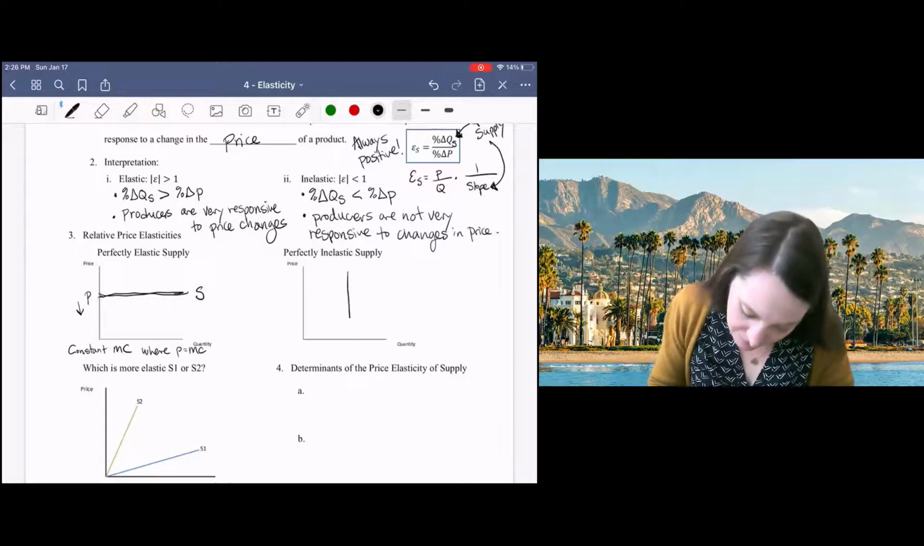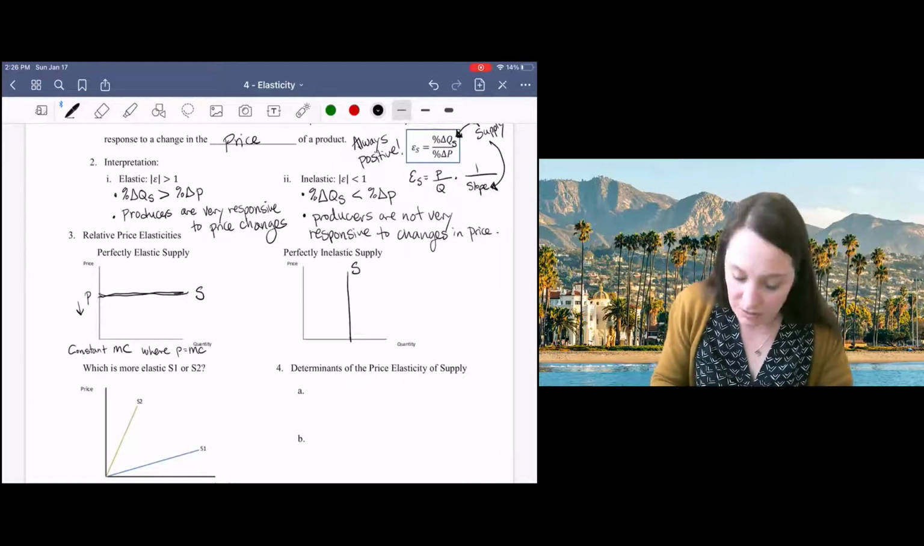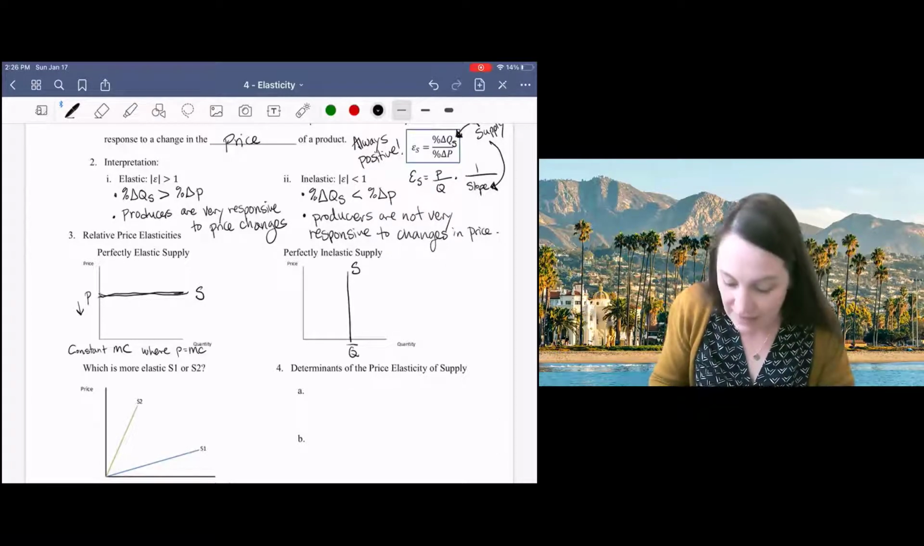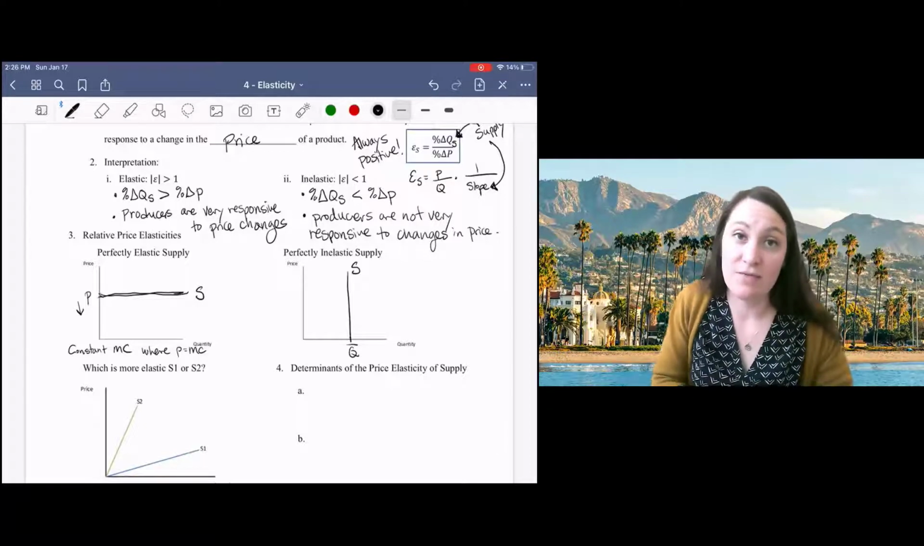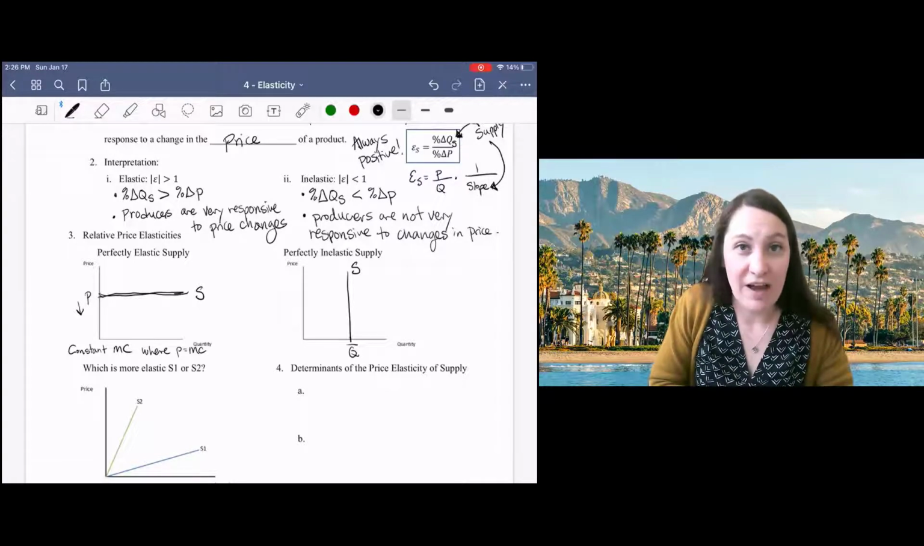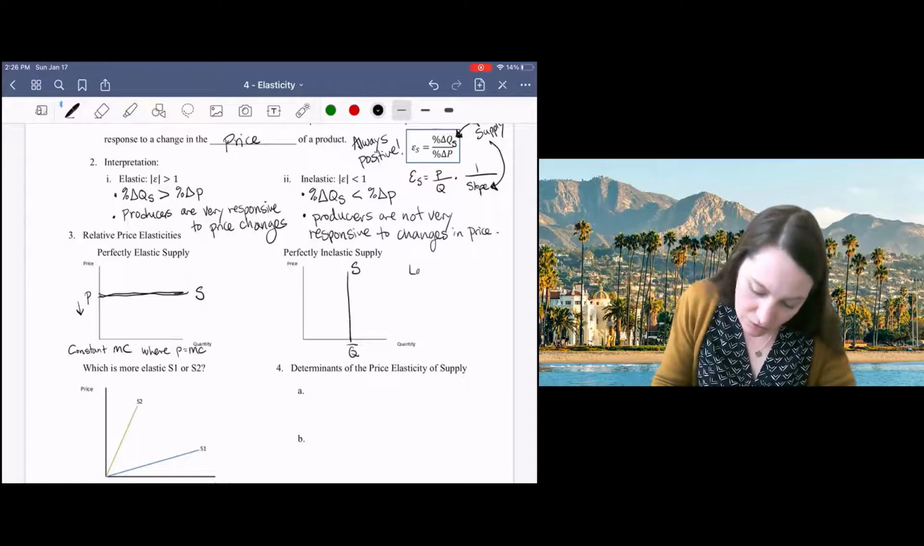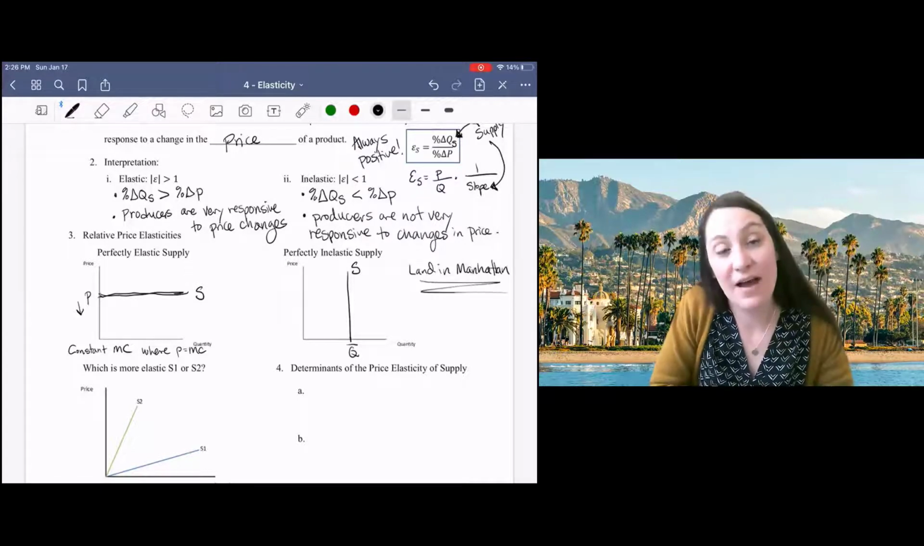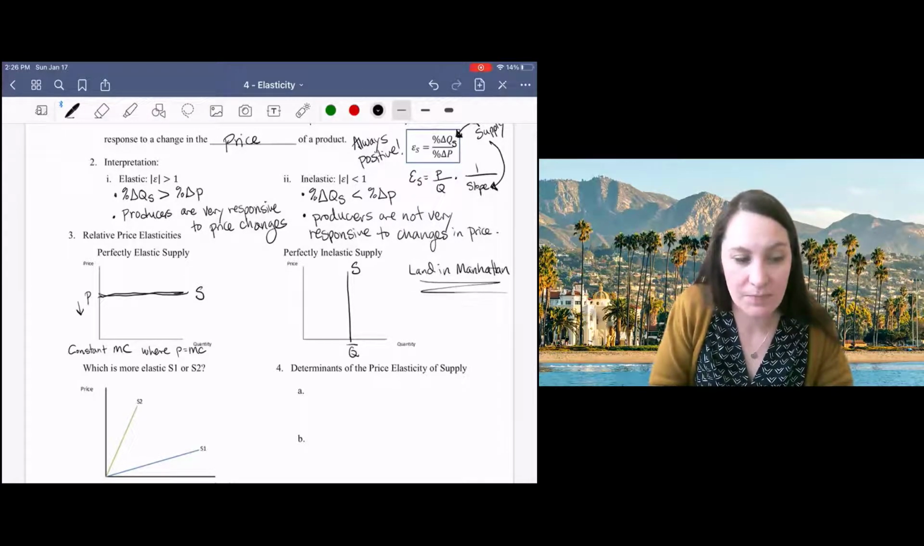Perfectly inelastic supply, on the other hand, would be a vertical supply curve where the quantity is fixed regardless of the price. No matter how high the price goes, the quantity supplied cannot increase. Here you could think about goods that are constrained by some factor other than the market. For example, land in Manhattan cannot be expanded regardless of how expensive it becomes.